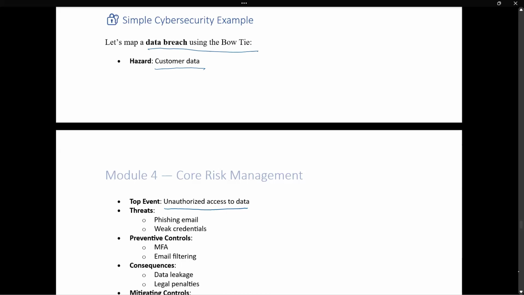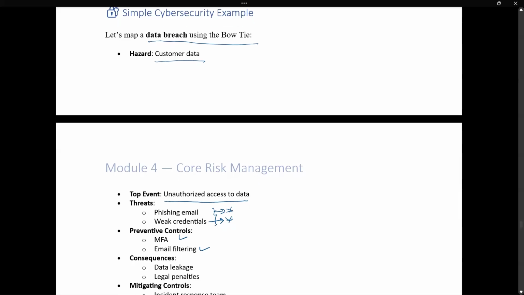What is the threat? Phishing email. Maybe somebody is sending a phishing email, or there are weak credentials. Maybe somebody is able to steal the credentials. Preventive controls are multi-factor authentication, because then weak credentials will be nullified, and email filtering, because then the phishing email would be nullified.